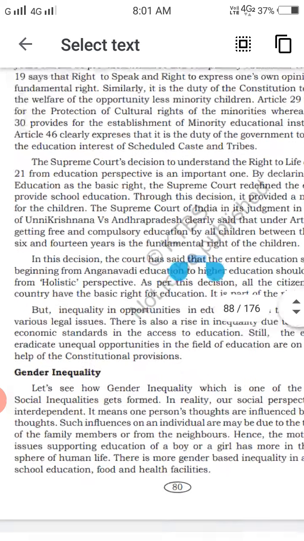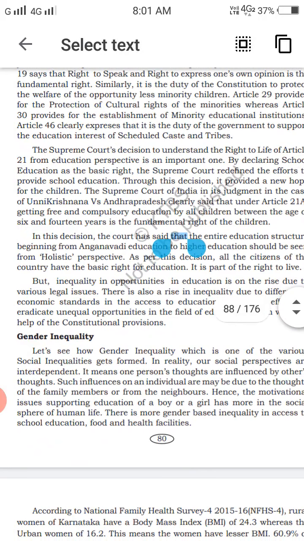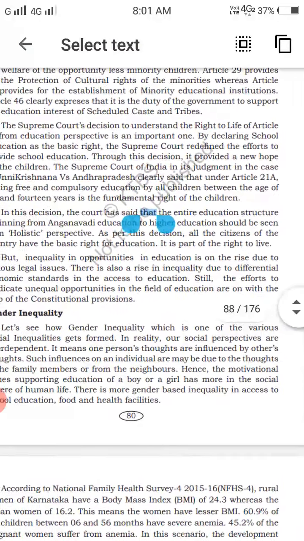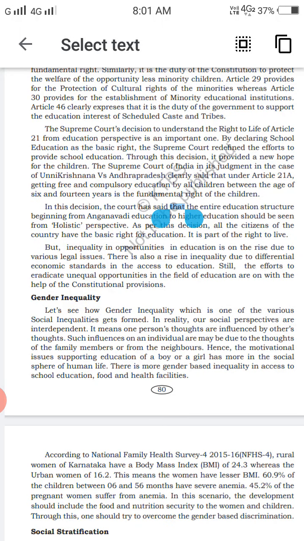Children, I already told you, the Supreme Court gave the verdict in the case of Unnikrishnan versus Andhra Pradesh. They clearly said that under Article 21A, getting free and compulsory education by all children between the ages of 6 and 14 years applies to every Indian citizen. If he is an Indian citizen, he has the right to get free and compulsory education. In that circumstance, there is no differentiation, no discrimination, and no partiality. Whichever religion he belongs to doesn't matter. Whichever caste he belongs to doesn't matter. Whether he is rich or poor, it doesn't matter. If he is an Indian citizen, he has the right to get free education.